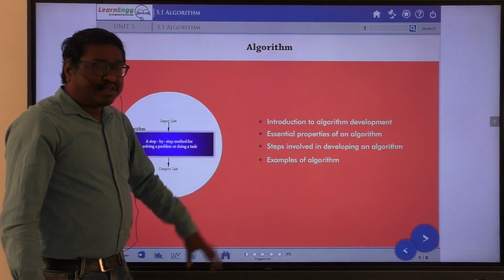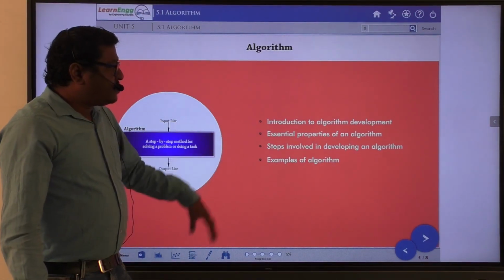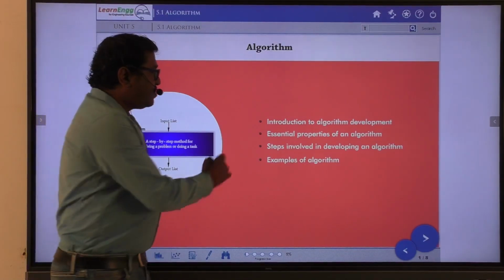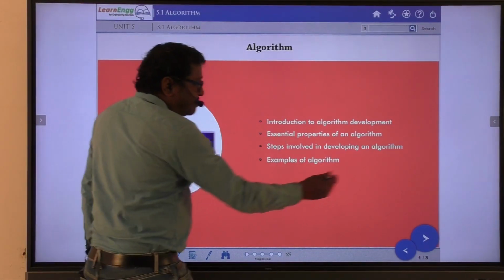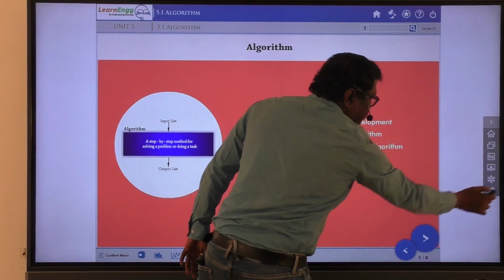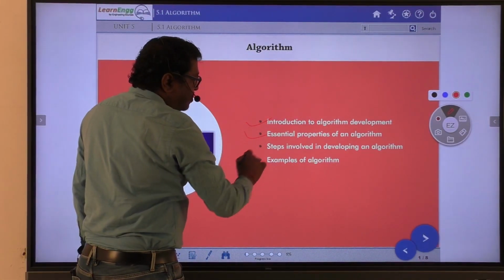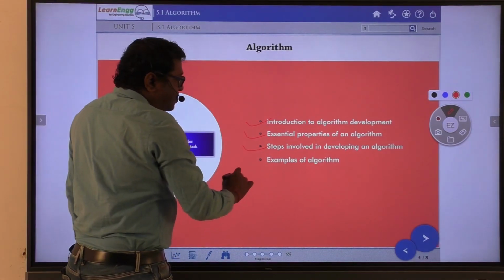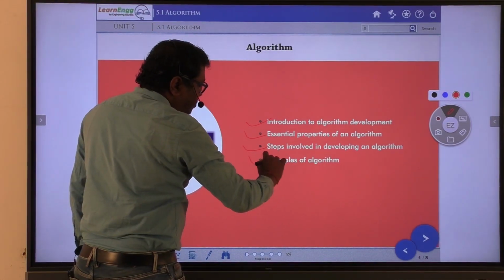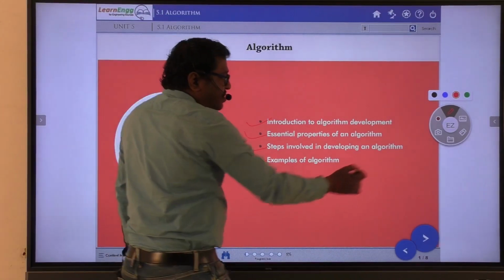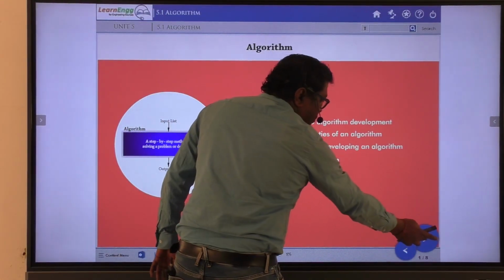Today we study about the algorithm. Before we go into the algorithm, you have to understand the introduction of algorithm, the properties of algorithm, the steps involved in the algorithm, and I've given some examples. You have to understand how to write the algorithm.